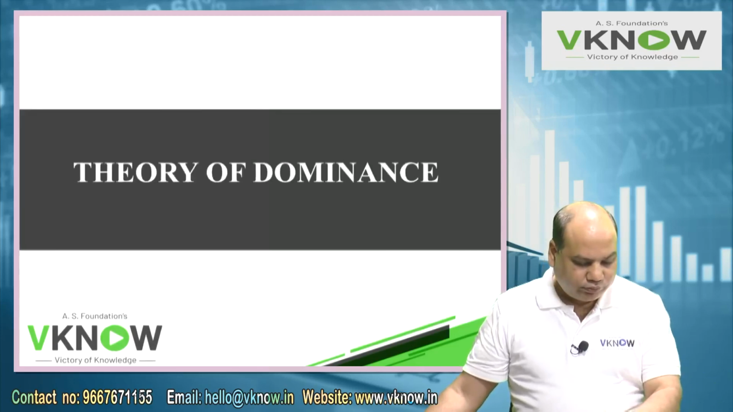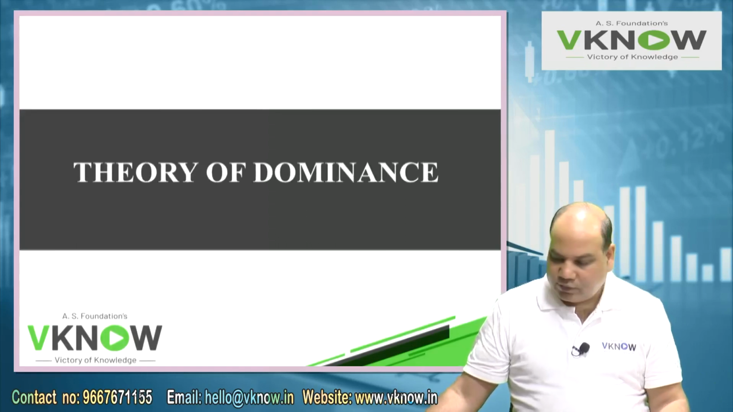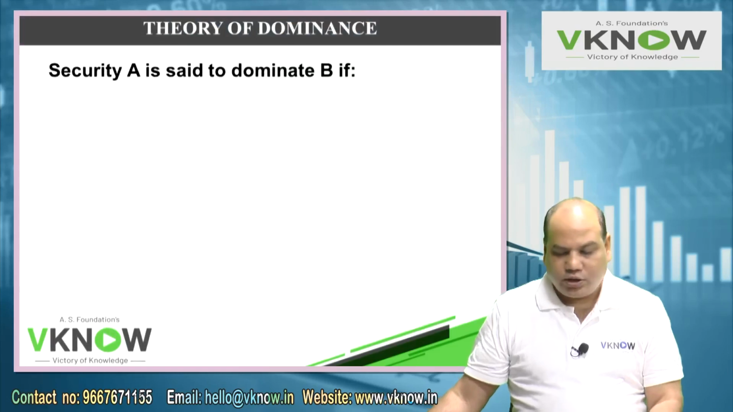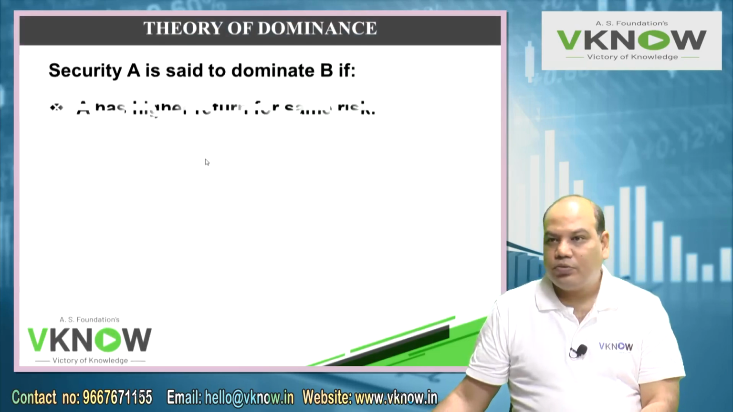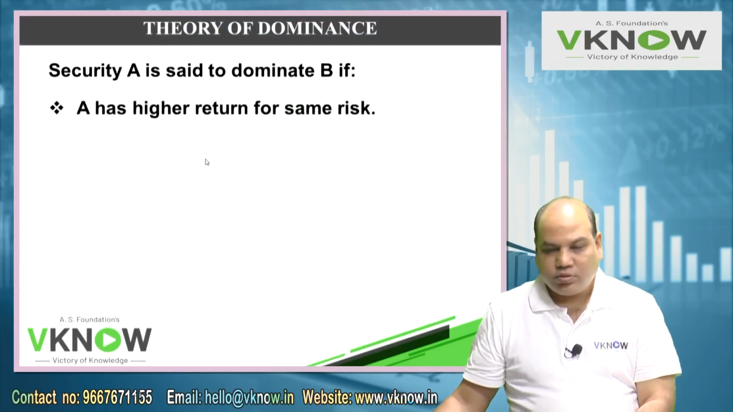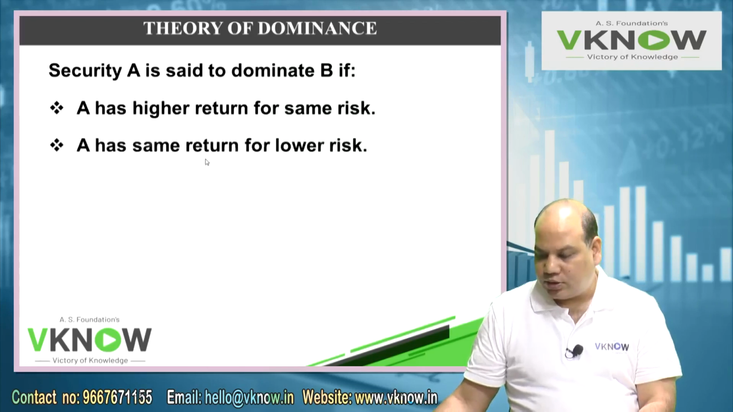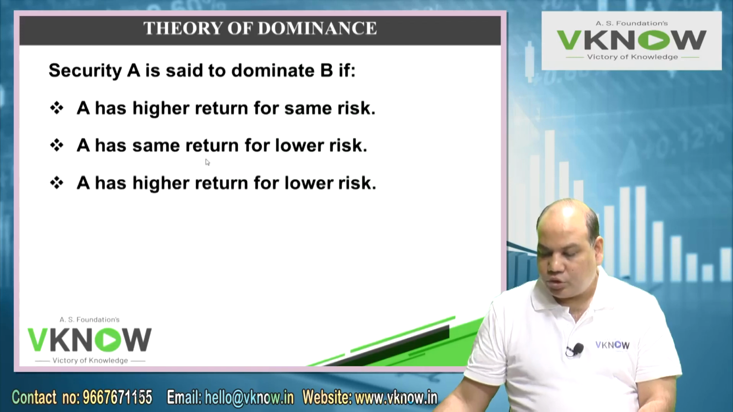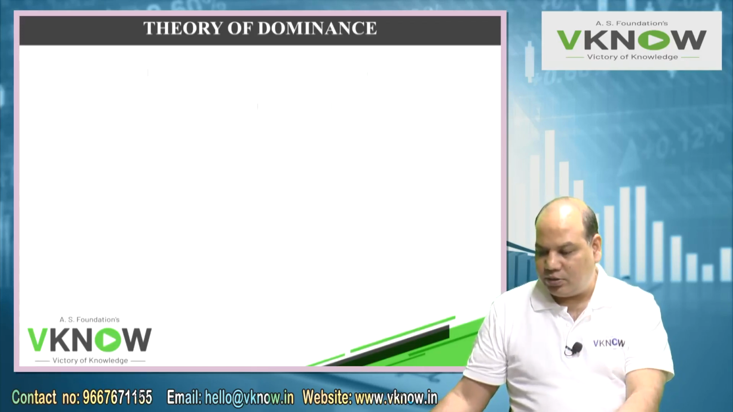Then come to theory of dominance towards the end of this chapter, para 52 at the end. Theory of dominance says when there are two stocks A and B, A will dominate B. That means A will be selected and B will be rejected when A has a higher return for the same risk, or A has a lower risk for the same return, or A has a higher return for the lower risk. Then presence of A will not let anybody select B.